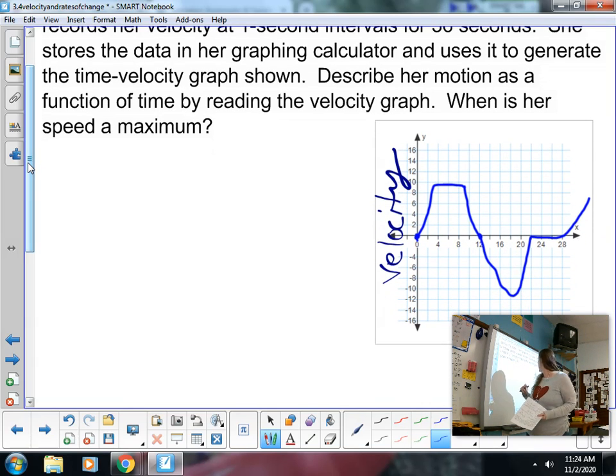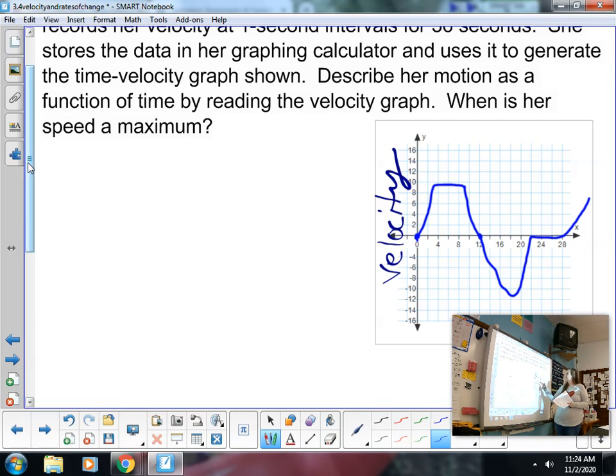You can see at the bottom of the graph, she's still moving towards that left-hand direction, but then eventually she's going to be slowing down, and then she's going to be stopping for a period of time. So it looks like from about 22 to 28, she is stopping, and then she's going to be turning and moving in the positive direction again.